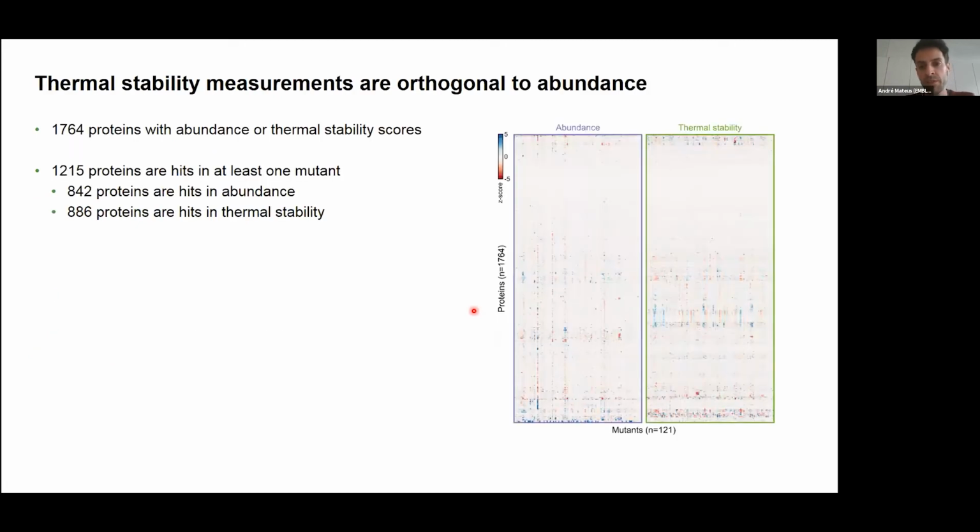So what we end up with is a heat map like this, where every column is 1 mutant and every row is 1 protein profiled either in terms of its abundance or in terms of its thermal stability. Just by looking at the heat map, you can see that using thermal stability, we're accessing a completely different region of the proteome than if we were to do this exercise with abundance, which is what traditional proteomics does. We can zoom in on certain areas of this heat map and start learning more about mutant biology.